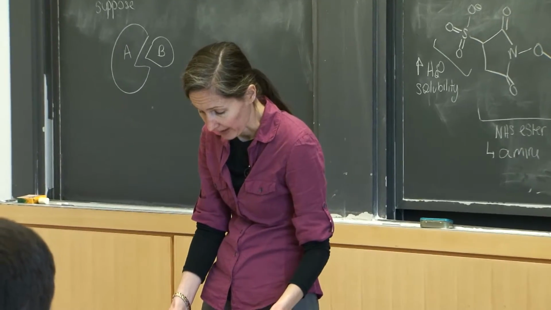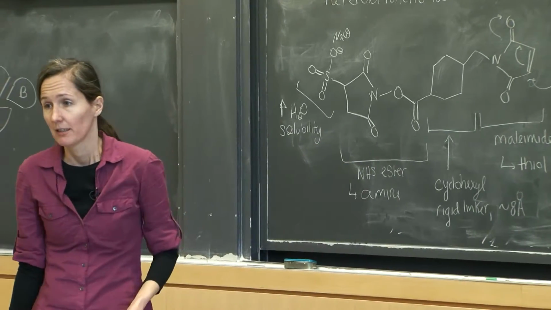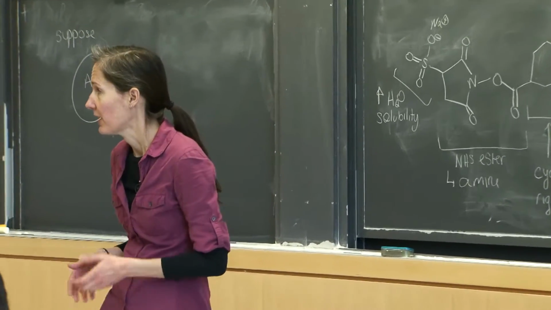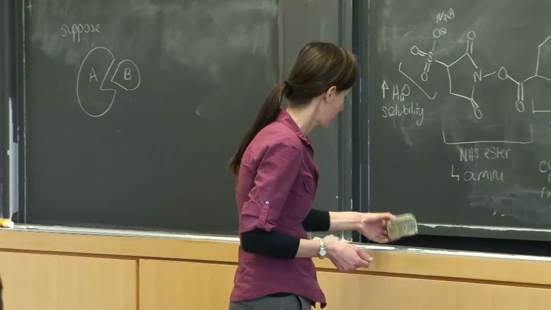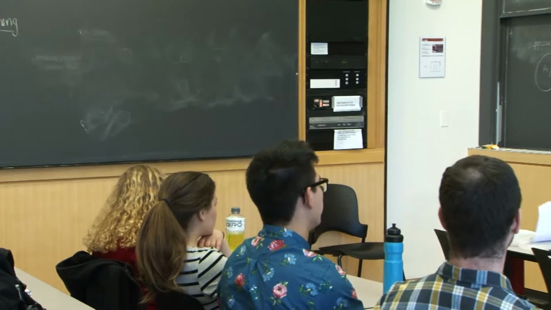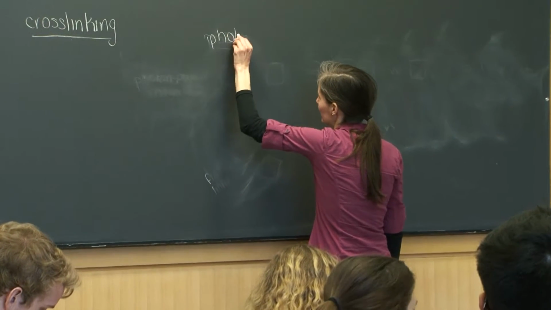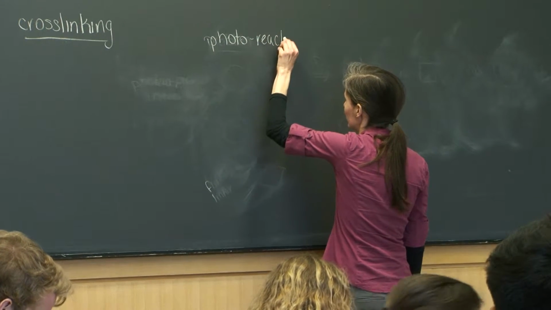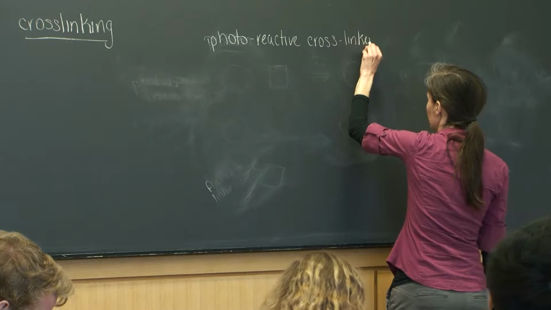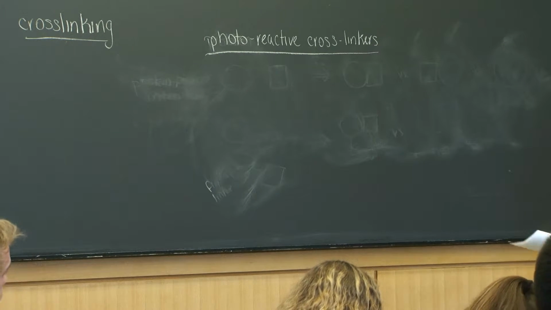Okay, so back to this issue of not having much timing control for reactivity of these types of groups. What could be done to overcome that? What other types of crosslinkers are out there? Yeah, photoreactive crosslinkers. So what's the idea here? Control formation of the activated state using the appropriate wavelength of light.